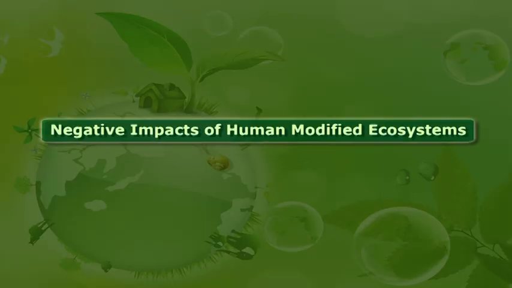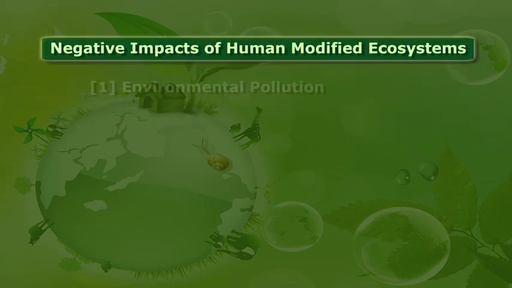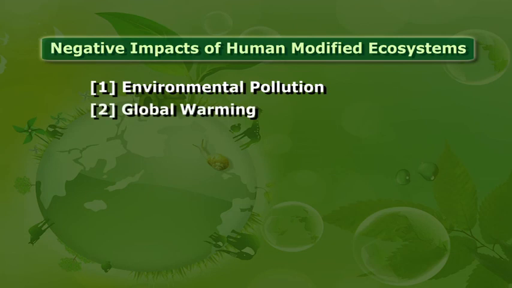There are several negative impacts of human-modified ecosystems on nature, such as, first, environmental pollution. Development of science and technology has helped to satisfy the growing human needs, but on the other hand, it has also resulted in the pollution of all sections of the environment. Second, global warming. Atmospheric buildup of greenhouse gases due to industrialization and urbanization has caused a considerable increase in the temperature of the earth, leading to global warming.